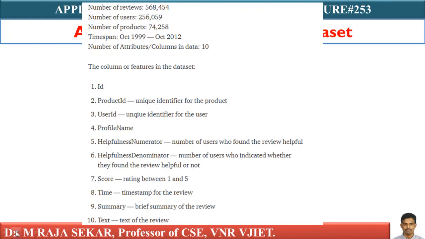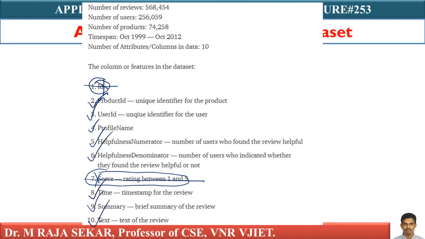If you recall my previous lecture, we were discussing all these features. There are 10 features. You need not bother about ID. This is one feature, and another feature, score. Let me remove these two features, ID and score. Totally there are 10 features, from which we are not carrying these two. Now let me consider these 8 features: product ID, user ID, profile name, helpfulness numerator, helpfulness denominator, time, summary, text.